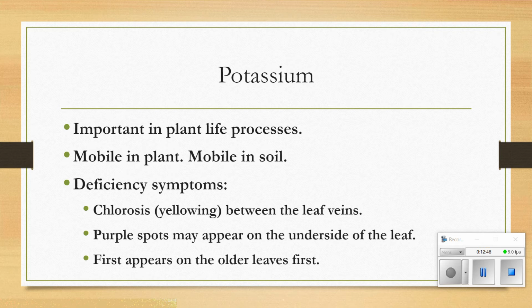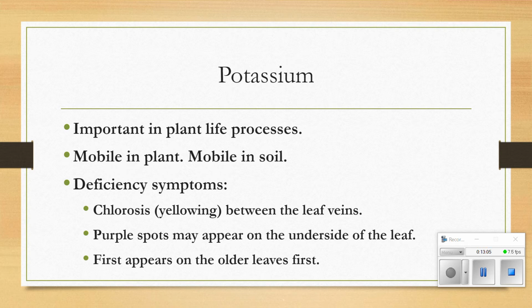Then you have potassium. We need potassium in our bodies. If you start having muscle cramps, you know you need some potassium. It's mobile in the plant, mobile in the soil, just like nitrogen. Deficiency symptoms include chlorosis, which means yellow between the leaf veins. Purple spots may appear, and it first appears on the older leaves first.